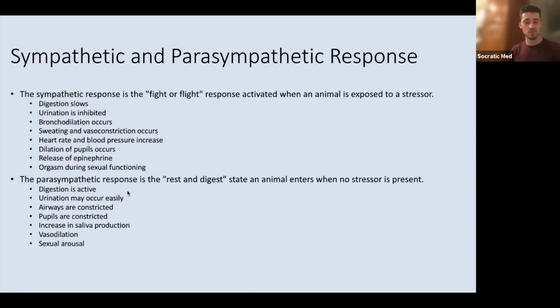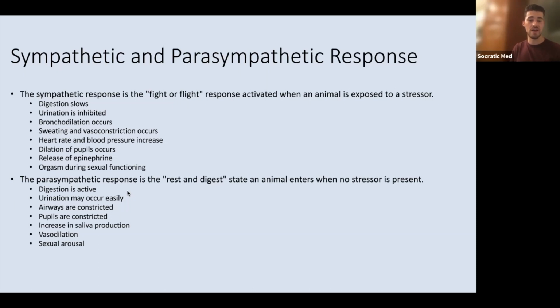Urination may easily occur as well. Airways are constricted. That doesn't mean that they close up to the point where you can't breathe. It just means that they're not dilated to the point as they would be if epinephrine were present, as indicated by the sympathetic response. Pupils are constricted, same thing. We're focused on energy conservation and metabolism.